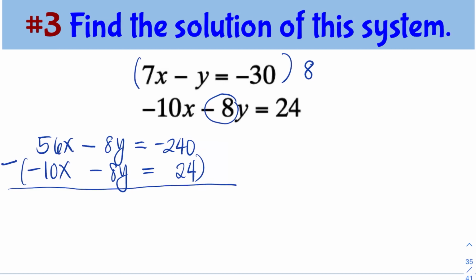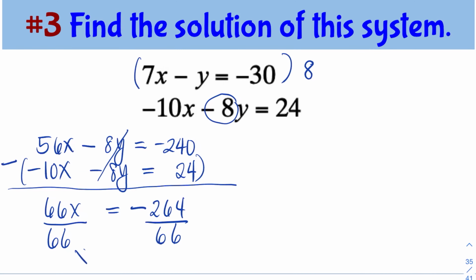56x minus negative 10x is 66x. Negative 8y minus negative 8y, that becomes 0, eliminated, is equal to negative 240 minus 24, which is negative 264. Now we can divide both sides by 66. So the x value is equal to negative 4.